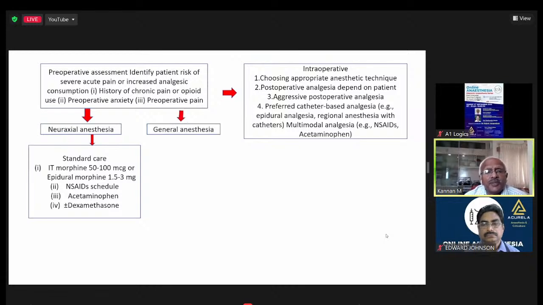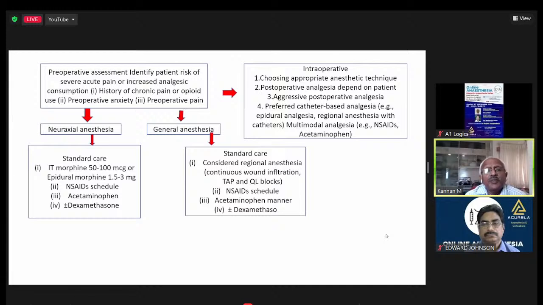Suppose if we go for general anesthesia, definitely we have to consider regional anesthesia for continuous infiltration, either TAP block or QL block or continuous infiltration. And of course, NSAID and paracetamol in the manner we have described.